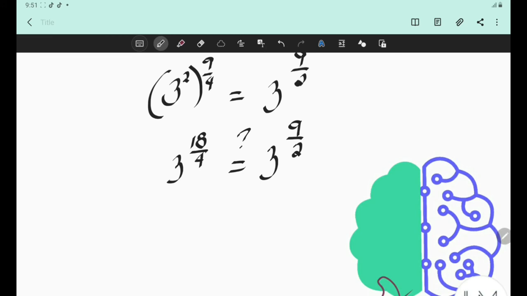So, bakit naging 18 over 4? Di ba, we have 3 squared raised to 9 all over 4. So, yung 2 na exponent ni 3, i-multiply natin siya because that is power rule.